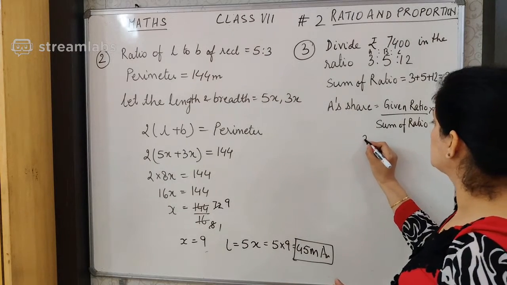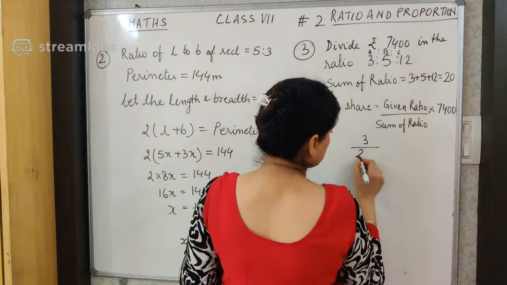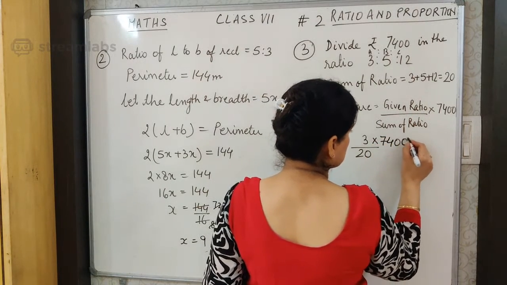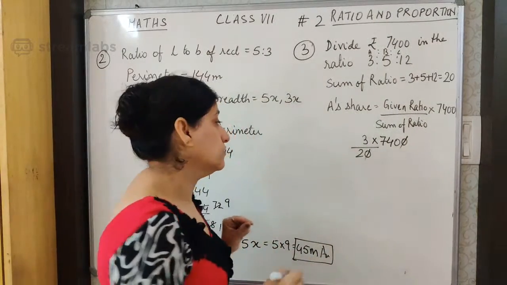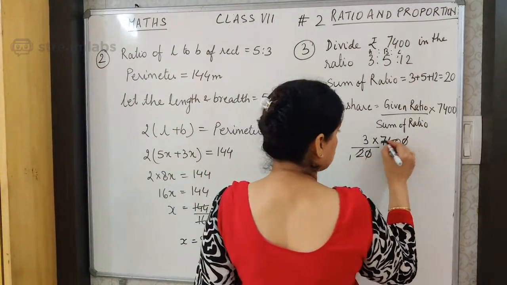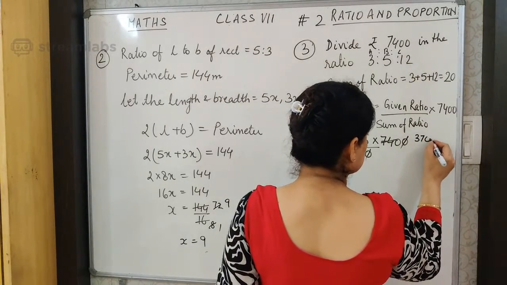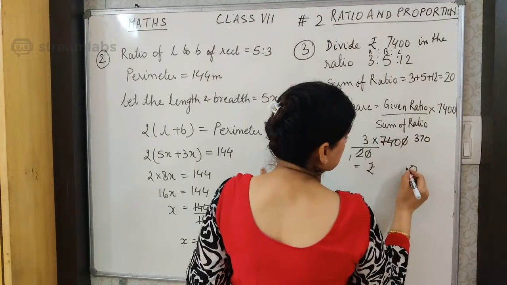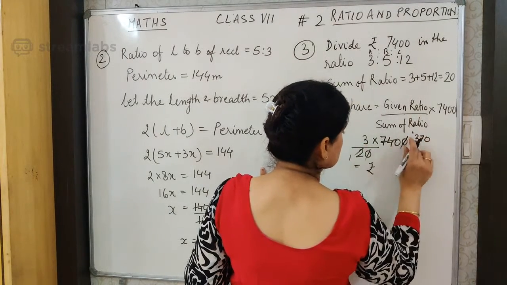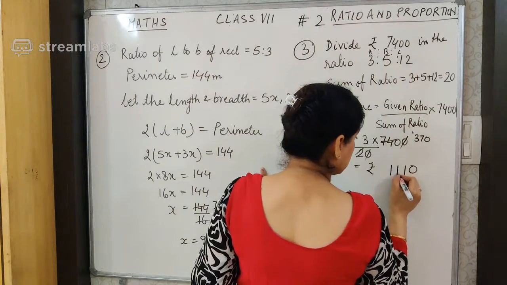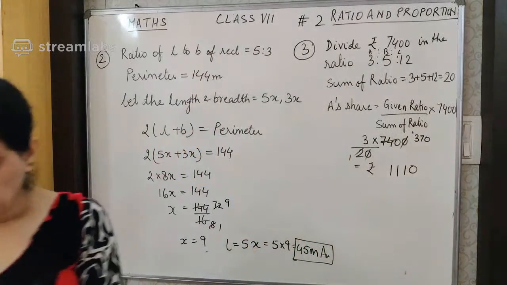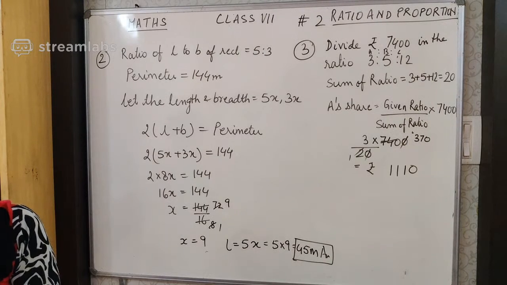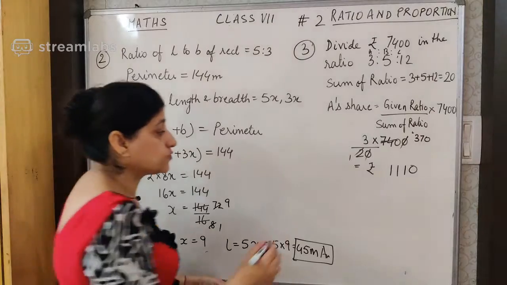So given ratio is 3 upon 20 into 7400. 0 goes by 0. I get over here 2 and here 370, which is equal to rupees 1110. 7 threes are 21, carry 2, 3 threes are 9, 10, 11. Okay. This we have got the share of one of them. Same way we will find the share of the other two as well.